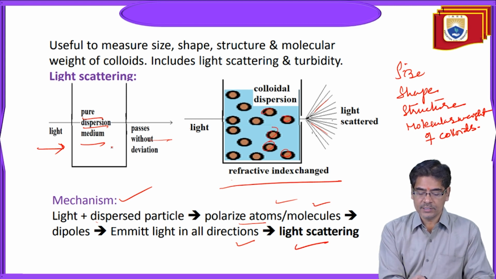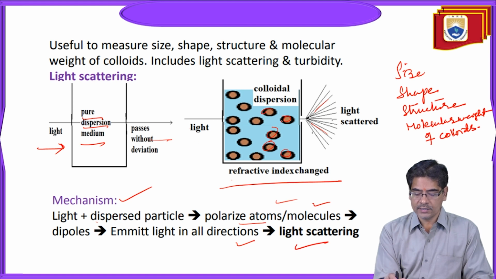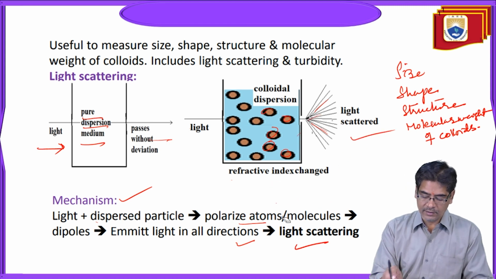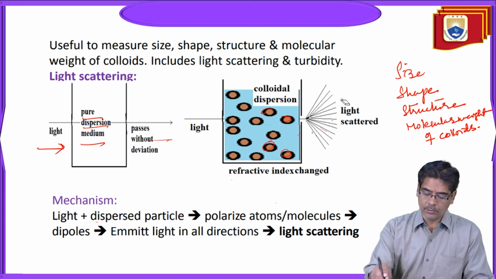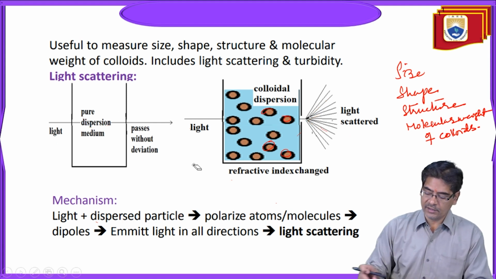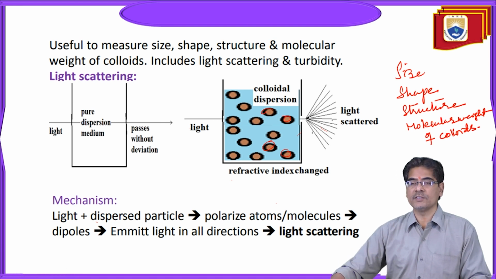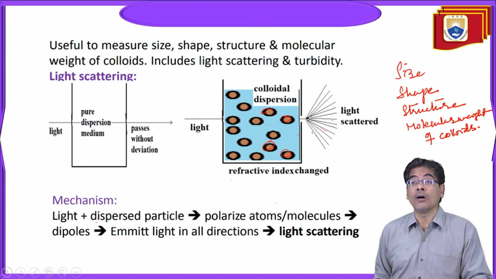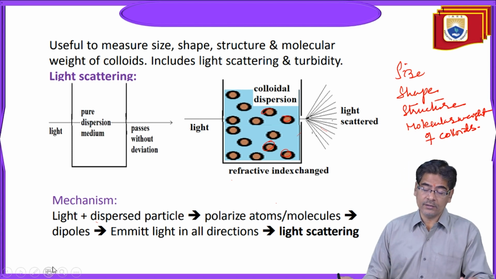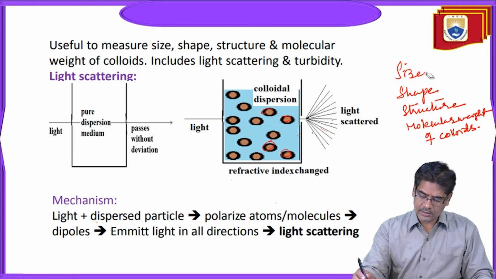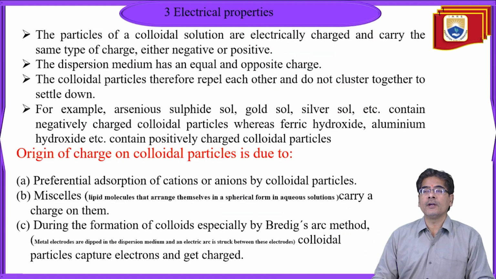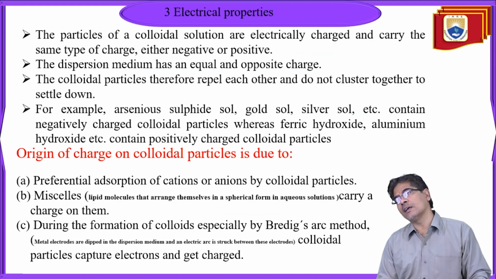So light plus dispersed particle gives polarized atoms or molecules, which gives dipoles that emit light in all directions, and thus light is scattered. This is also one of the properties of colloids. First one is what we studied, the kinetic property, and next one is the optical property. These optical properties are useful to measure the size, shape, structure, and molecular weight of the colloids.